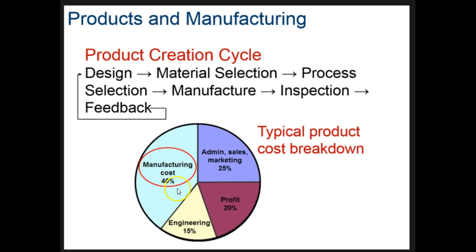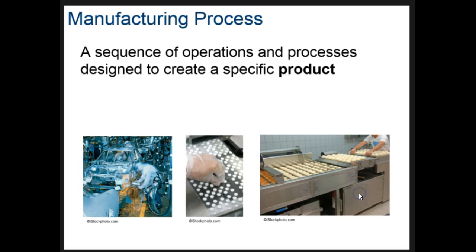Manufacturing cost is usually about 40% of the cost of the actual product. Here's the profit over here, about 20%. This is the engineering. This is where we get paid from as engineers. And then admin and sales and marketing stuff. But manufacturing, you'll notice, is the biggest percentage there.